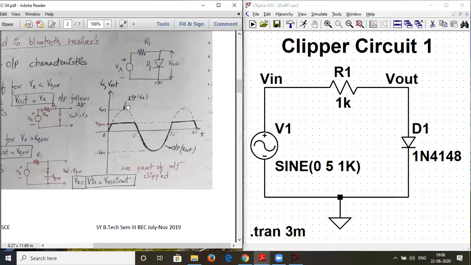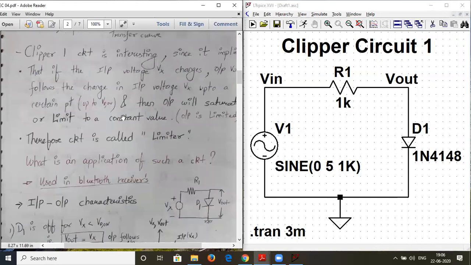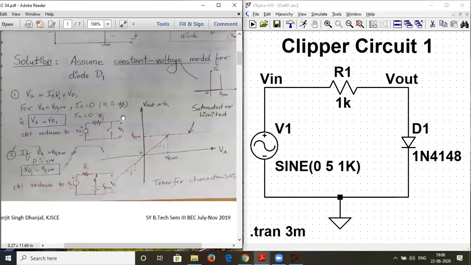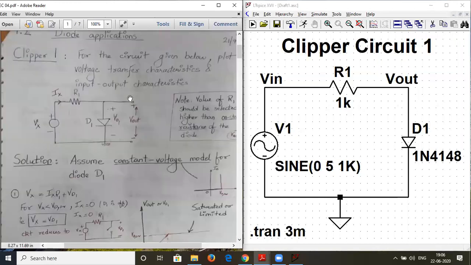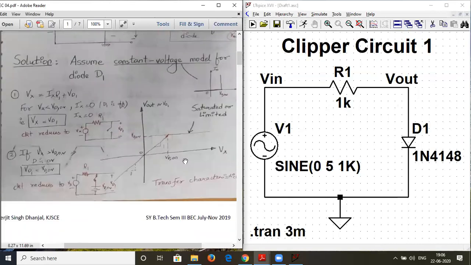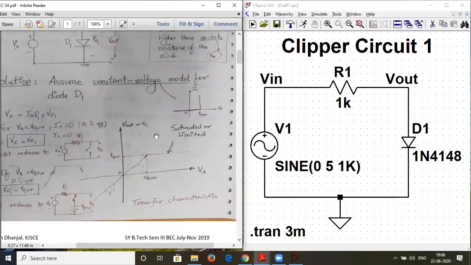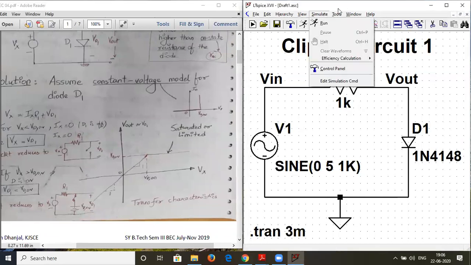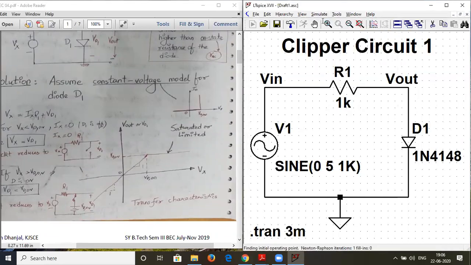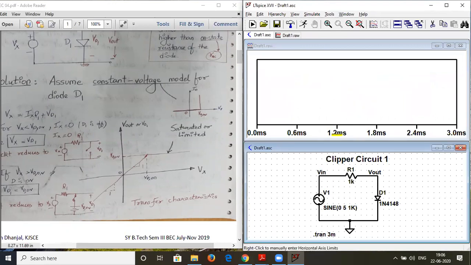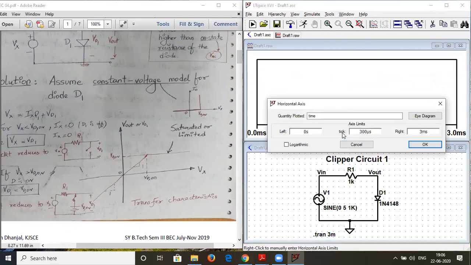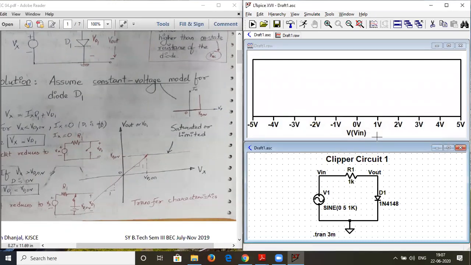Then there is one more characteristic, which is called voltage transfer characteristics. So this is what a voltage transfer characteristic will look like. So basically I will just show you how to plot it. So we'll go to run, and you see we get a time axis over here. So just replace that time axis by V of V in. Okay. So as you do that, you will get the x-axis as V in.